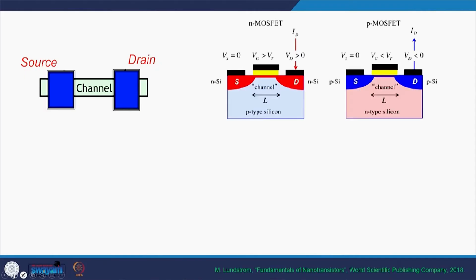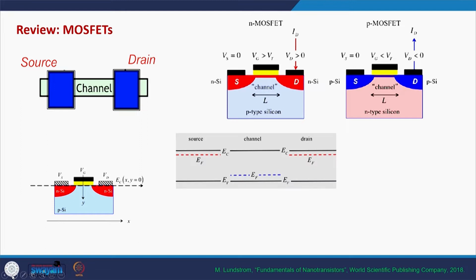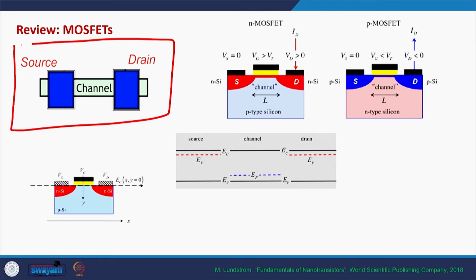Let me quickly review before going into the details of the band diagram. Let me quickly review what we have been seeing. In this course, in the beginning, we discussed a two-terminal device in which there is a source terminal, a drain terminal, and in between them a small channel. But an actual transistor is a three-terminal device, and apart from these two terminals, we have an additional third gate terminal here. So this is how an actual transistor looks like.